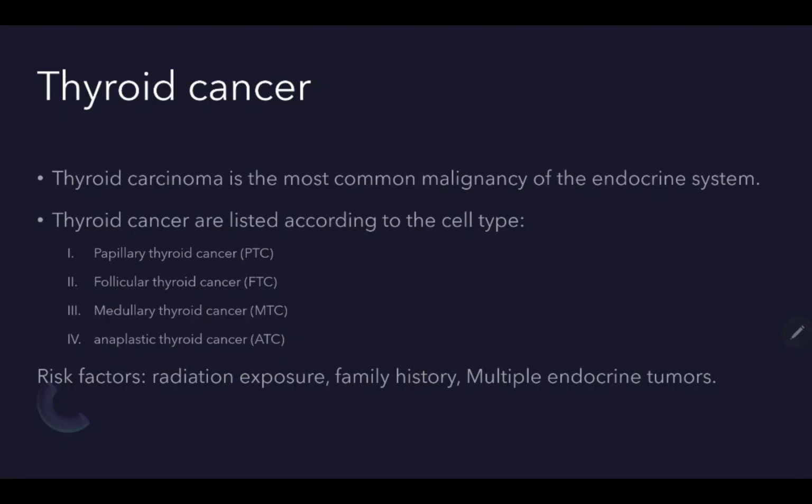Thyroid cancers. We have 4 types: papillary thyroid cancer, follicular, medullary, and anaplastic. Which one is the commonest one? It is the papillary thyroid cancer. I will talk about each one of them with its own specific characteristics, the risk factors, and the treatment.